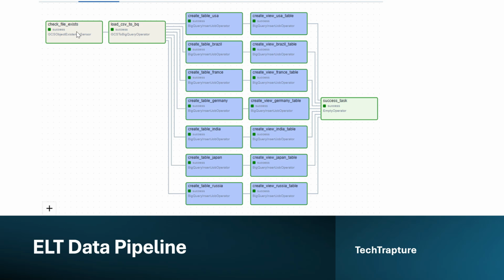So you can check here. First we are checking if the file is available in the bucket. If we don't put this here, my DAG will fail. So first I am checking if the file exists. If my file exists, only then it triggers my load job, and once the data is loaded into my staging layer, it creates a separate table for each country. You can see it created a separate table for USA, Brazil, France, and then it creates separate views for each country, and it checks for success. If all these tasks are successful, then my DAG will become successful.